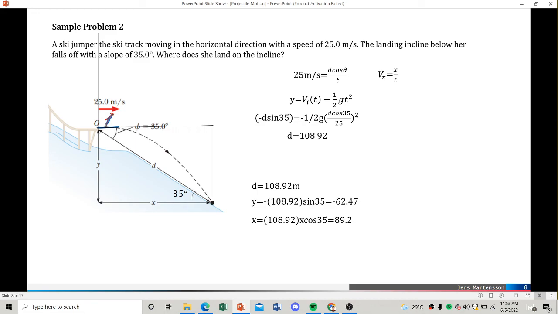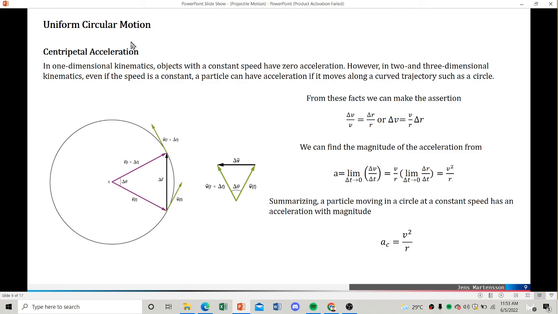And for the next chapter, or next section, we will talk about uniform circular motion.